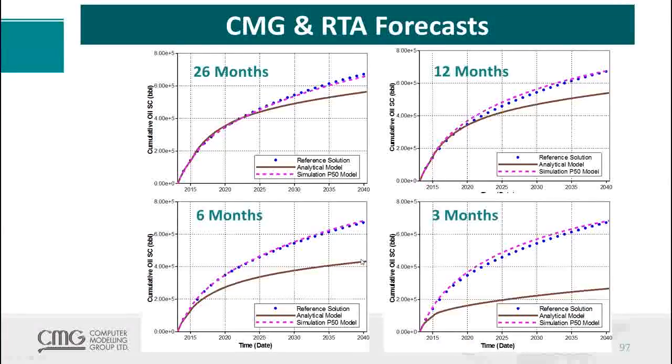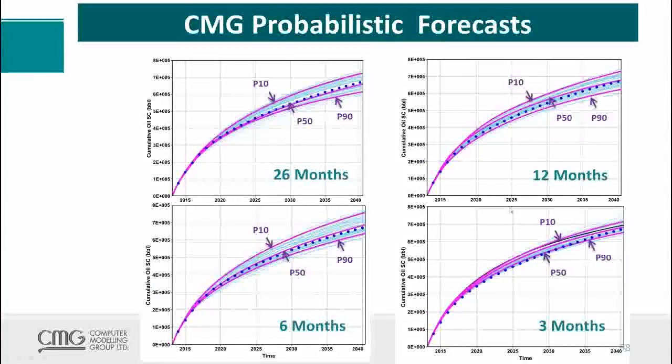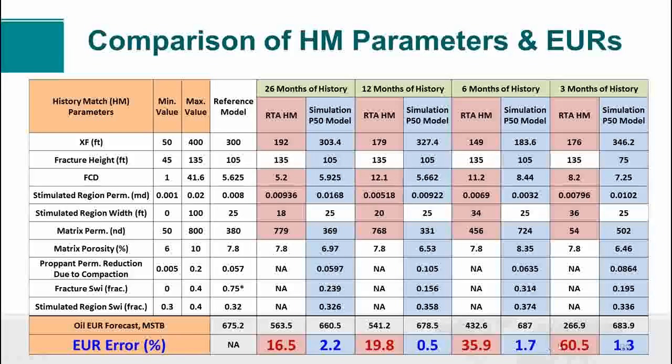It's under-predicting more and more dramatically as you get less historical data, to the point where we're down to 60% under-predicting the EUR when we only have 3 months worth of data to start with. So 16% under at 26 months, all the way to 60% under for only 3 months of history. And look at the blue numbers here. The EURs from the numerical approach actually are very, very consistent at less than 2% error.